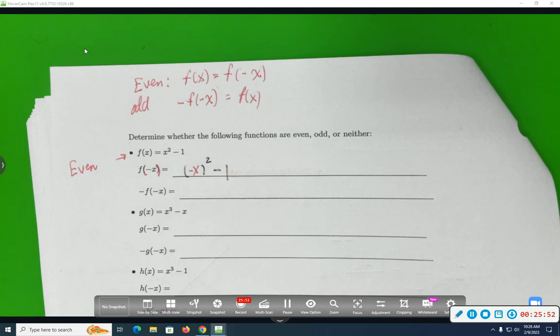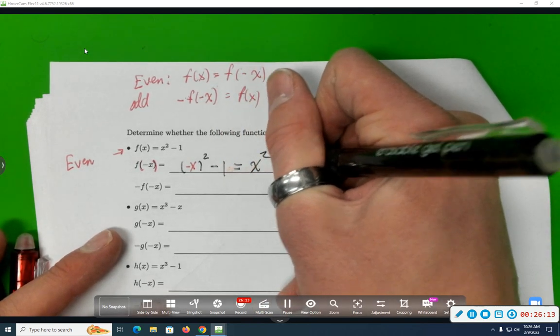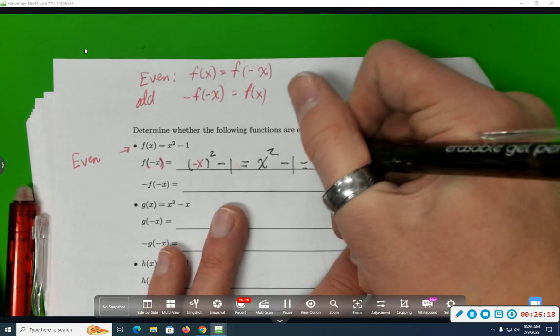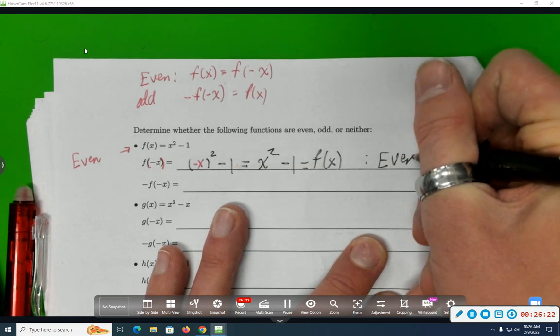Alright, so let's simplify that. What simplification do you see for that being written down? Yeah, let's think about that squared. What happens when you square a negative? It becomes positive. The negative sign doesn't stop. Negative times negative becomes positive. So this is the same as just x squared minus 1. Is that the same as the formula for f of x? So this sucker is even.